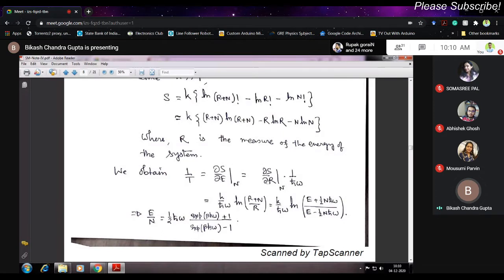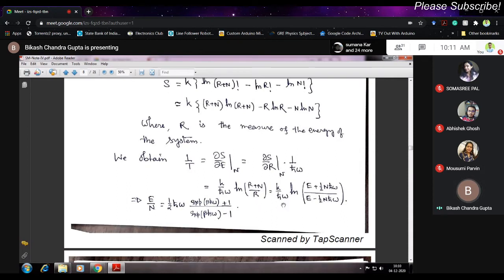And what is del S del R? S is this, and if you differentiate, from here you will get ln R plus n, and from here you will get ln R, and the others will cancel because this is 0 anyway. So you will be left with this k, and h cut omega is there, k by h cut omega, and if you do this derivative, then this will be ln of (R plus n) by R.